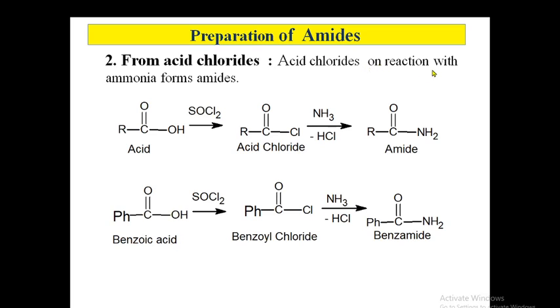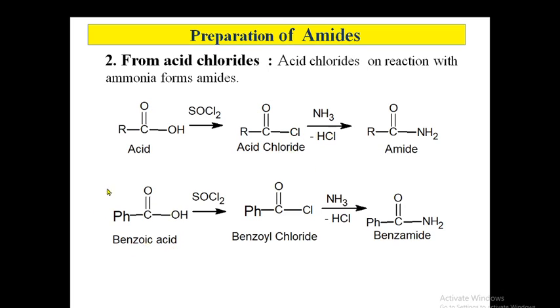The acid chlorides, on simple reaction with the ammonia, form amides. Here first we will convert carboxylic acids into acid chlorides and then that acid chlorides reacted with the ammonia. For this conversion of carboxylic acid to acid chlorides, thionyl chloride is used. As you are getting this acid chlorides, the Cl becomes a good leaving group and the reactivity of this acid chlorides increases and you will get amides easily with elimination of HCl.